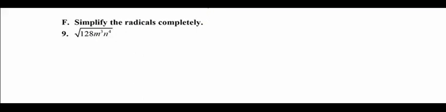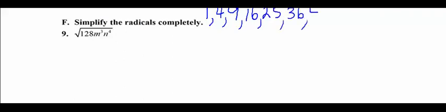So 1 squared is 1, 2 to the second is 4, 3 squared is 9, 4 squared 16, 5 squared 25, 6 squared 36, 7 squared 49, 8 squared 64. So let's see, out of these values that are in our list, what's going to divide evenly into the 128. And as I divide by these numbers, I notice that 64 divides into it 2 times.